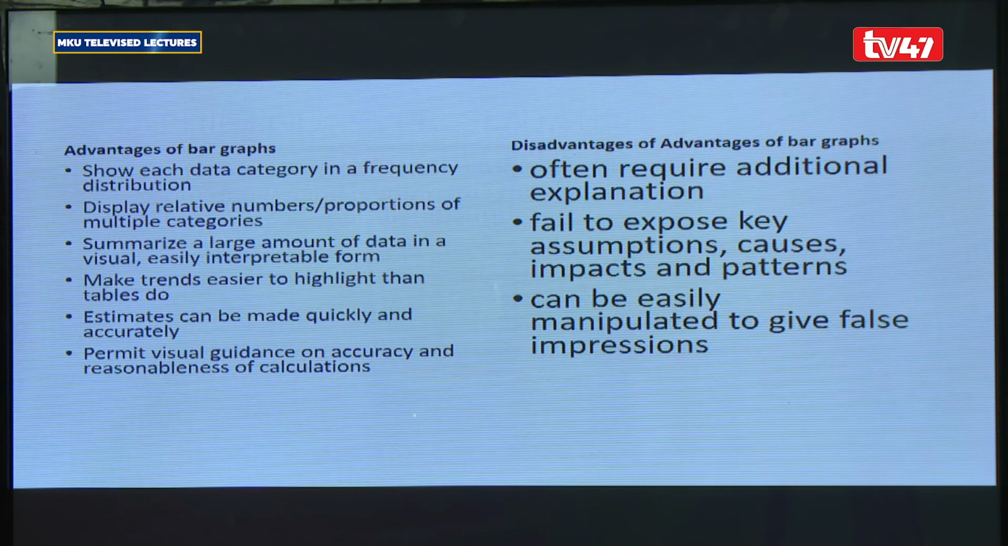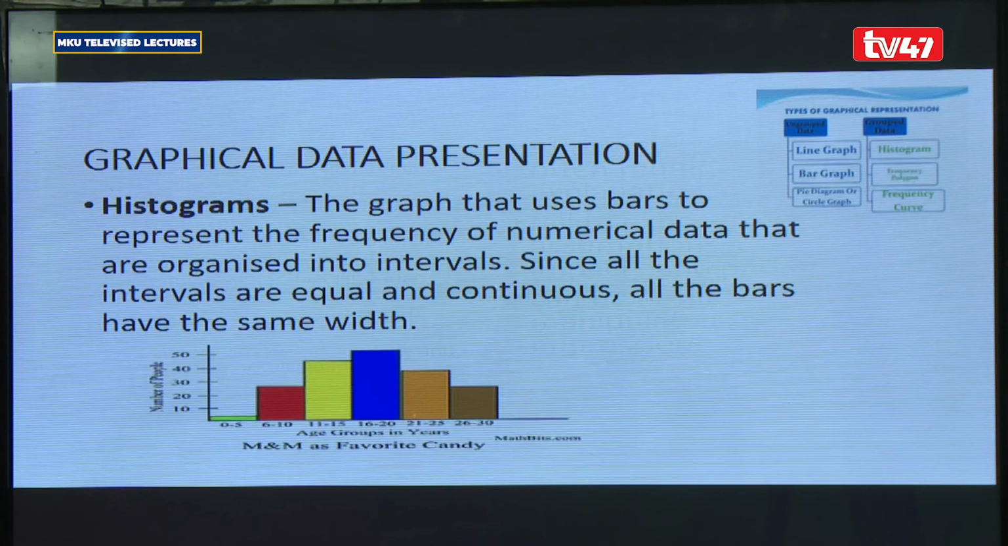So what are the advantages of the bar graph? They are able to show the frequencies. They also represent relative numbers and proportions. And they can also summarize a lot of large data. But they are also difficult in that additional information may be required for the interpretation to be drawn from the bar graph. They also fail to expose the key assumptions and the causes and the impact. And they can easily be manipulated to give false information.